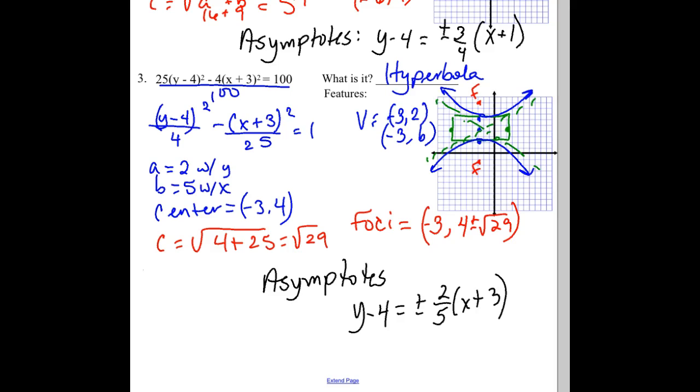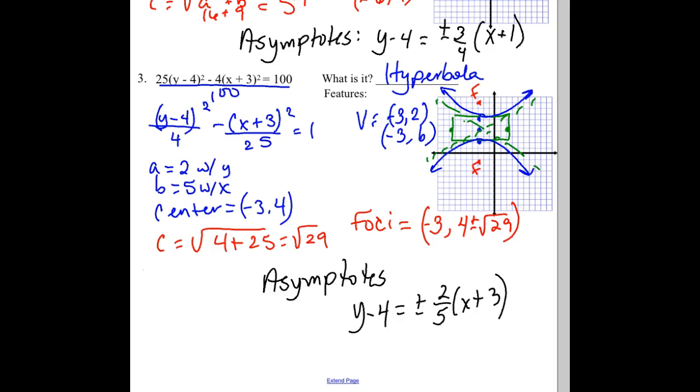Okay, the clue there is the minus sign. The first step on this one would be to divide that 100 out. So we have 25 divided by 100 reduces to 1/4, and 4 divided by 100 reduces to 1 over 25. Okay. Your center, double check that you have the center written correctly.